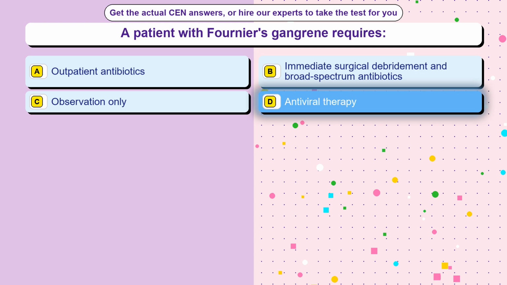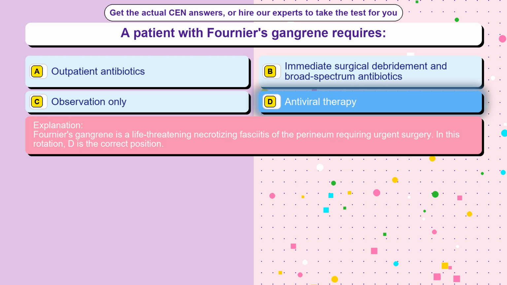The correct answer is option D, antiviral therapy. Fournier's gangrene is a life-threatening necrotizing fasciitis of the perineum requiring urgent surgery. In this rotation, D is the correct position.